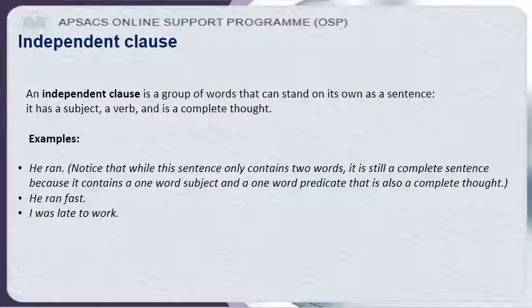Why? Because it contains a one-word subject and a one-word predicate. And he ran gives complete meaning. It has a complete thought. So it is an independent clause, a complete sentence. He ran fast. I was late to work. These all are complete sentences and independent clauses. They don't need any extra information to complete the meaning.